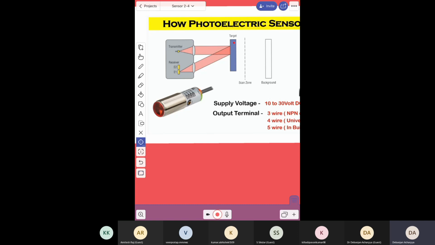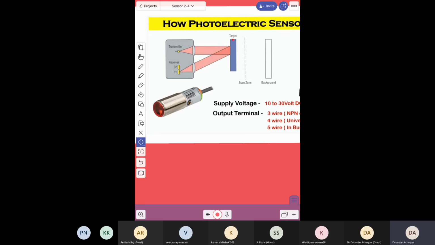If there is a target, the light transmitted from the LED or laser will be reflected from it and be incident on the photodiode, which will generate a current. By measuring that current you can realize that there is a target. If there is no target, you will not get any reflected light, so the output of the receiver will be zero. That means there is no target.